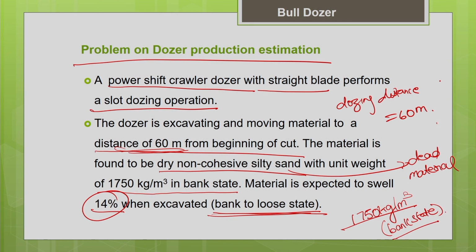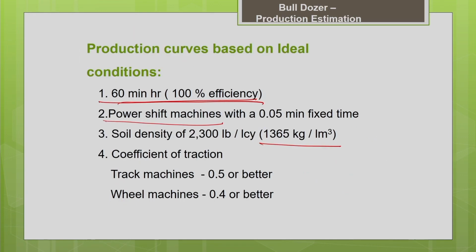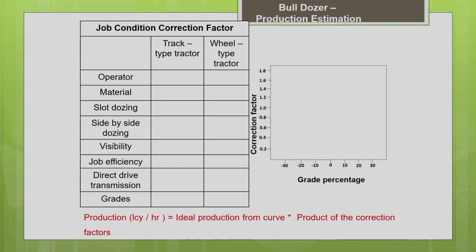But the curve, the production value you have chosen from the curve, corresponds to a productivity for a soil density of 1365 kg per loose meter cube. So we need to compare both materials and apply a correction factor accordingly. Then other things like operator: the curve was drawn for excellent operator skill. So in our problem the operator skill is average, so accordingly you have to choose the correction factor and apply.